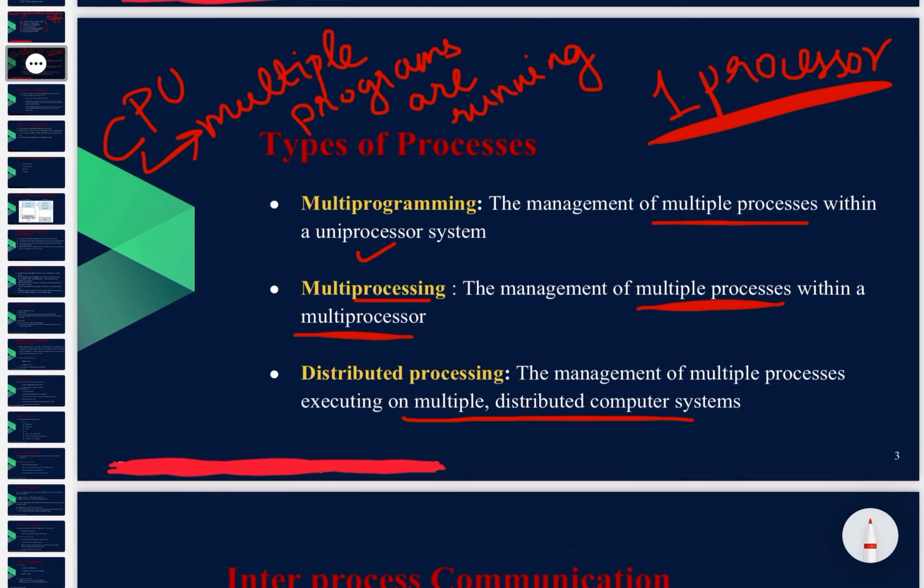So when you talk about multi-programming, there is only one single CPU, only one single processor, and inside that multiple programs are running. In multiprocessing, the name suggests many processors are there and many processes will run. So each of them will be assigned one single process because there are many processors.